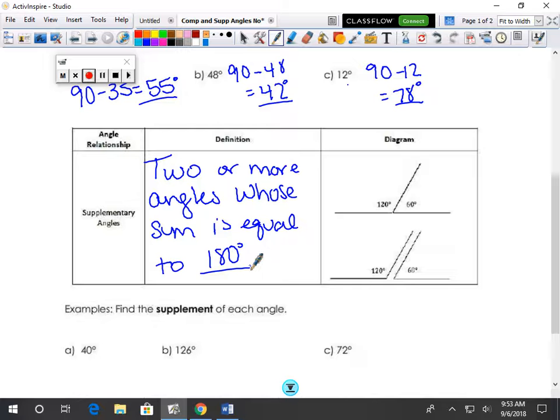Looking at the diagrams once again, supplementary angles can be two angles that are put together, and in this case they are on one line, because we know that a line is 180 degrees. So I've taken this line here and split it into two angles, 120 and 60, and if I add 120 plus 60, that does give me 180. But supplementary angles can also be separate angles, and as long as they add together to equal 180, they are supplementary.